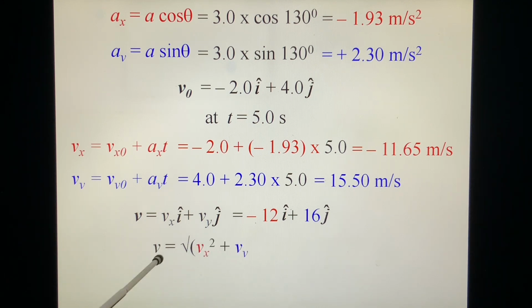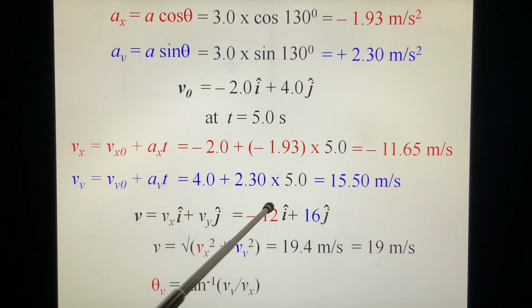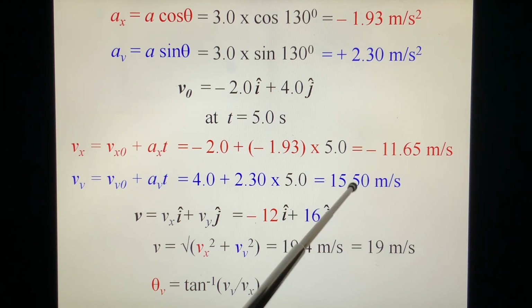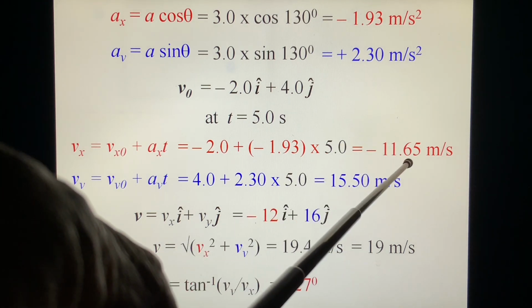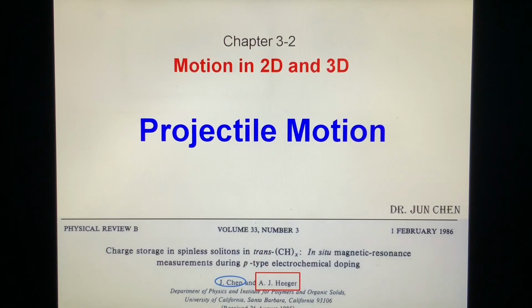The magnitude v equals the square root of Vx squared plus Vy squared, which is 19.4 meters per second, or about 19 meters per second. The angle is always given by tangent theta equals Vy over Vx. Vy is 15.1, and Vx is negative, so we get 127. Taking two significant digits, we round up to 130.